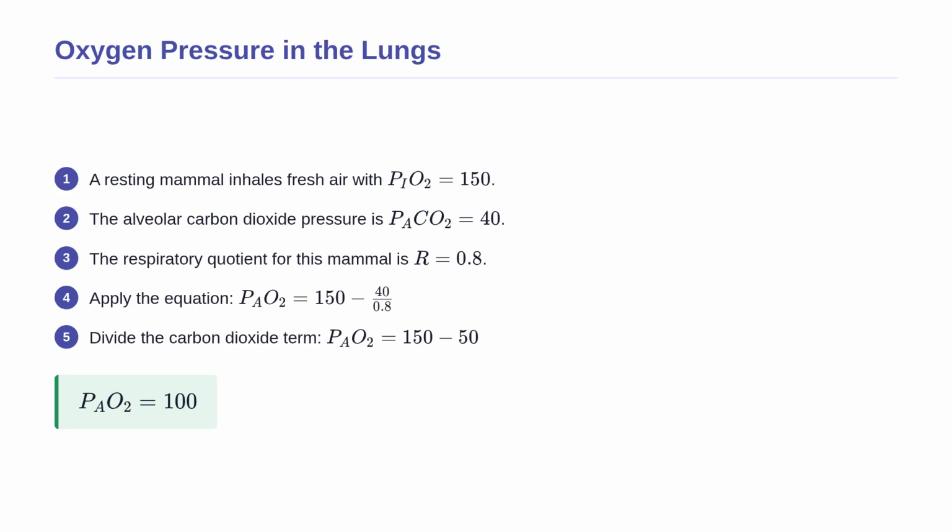We use the alveolar gas equation to subtract the effect of the waste gas. First, we divide 40 by 0.8, which gives us 50. We then subtract this 50 from the inhaled pressure of 150. The final answer is 100. Physically, this shows the inherent trade-off of lungs. Mixing stale air reduces the driving force of oxygen.